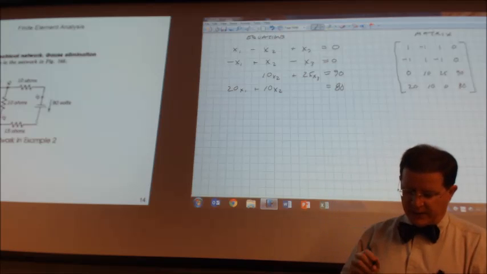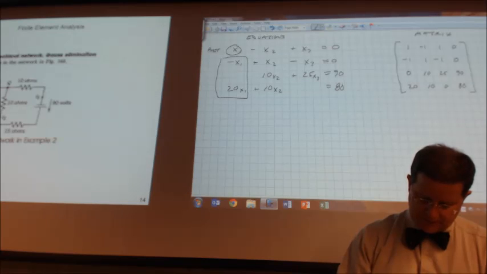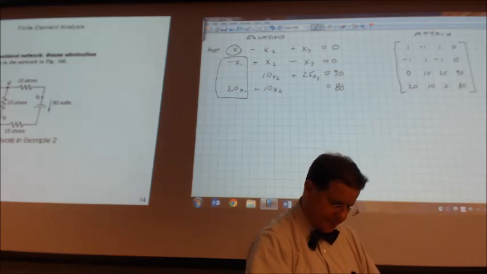Okay, so again, we're going to call this the pivot. And we want to eliminate those.